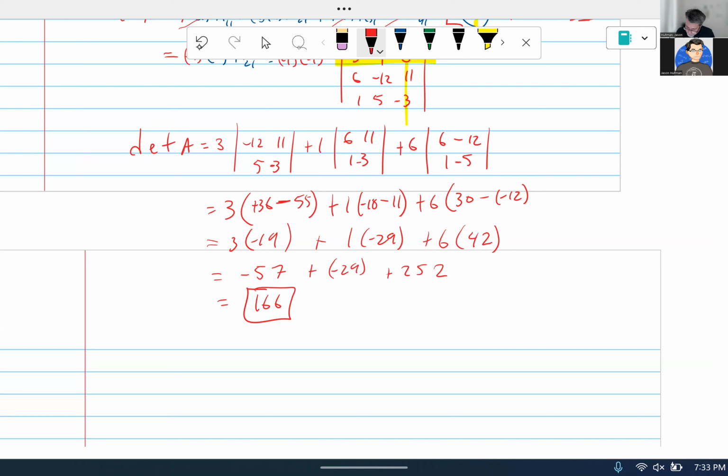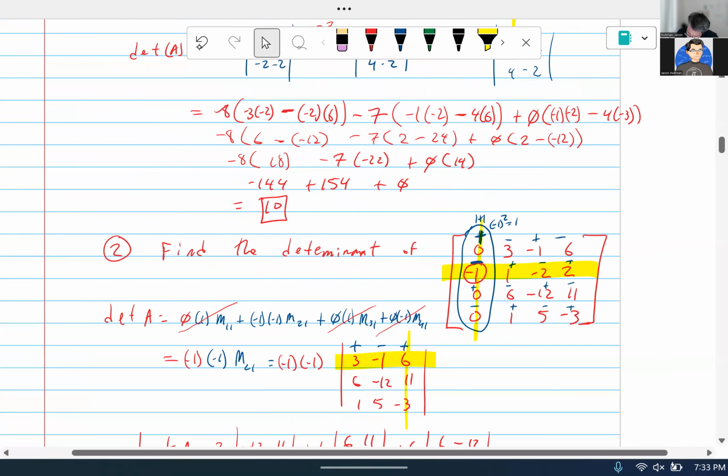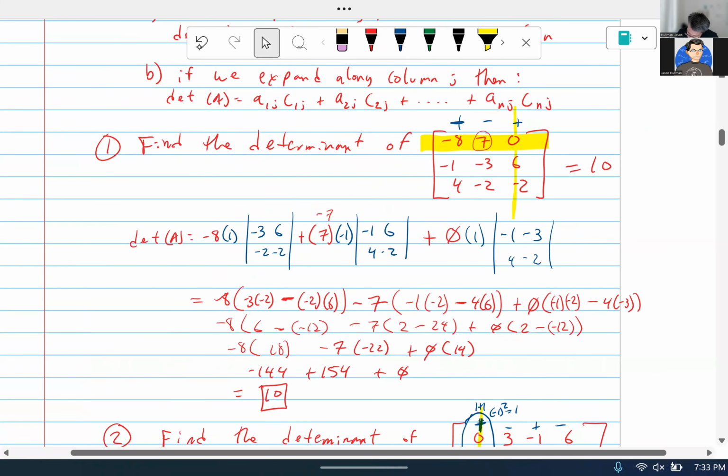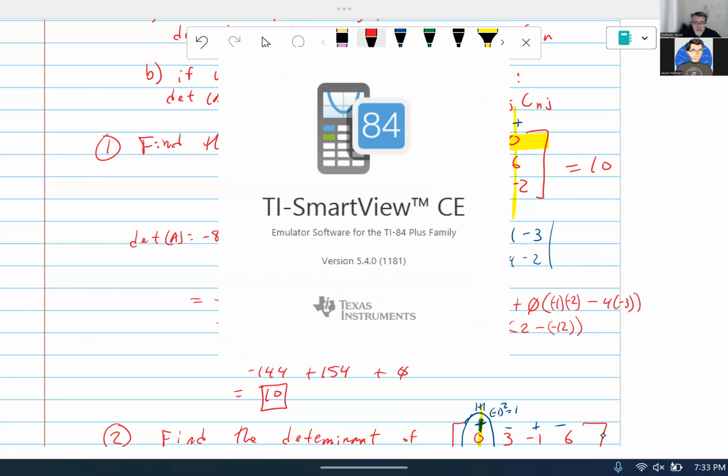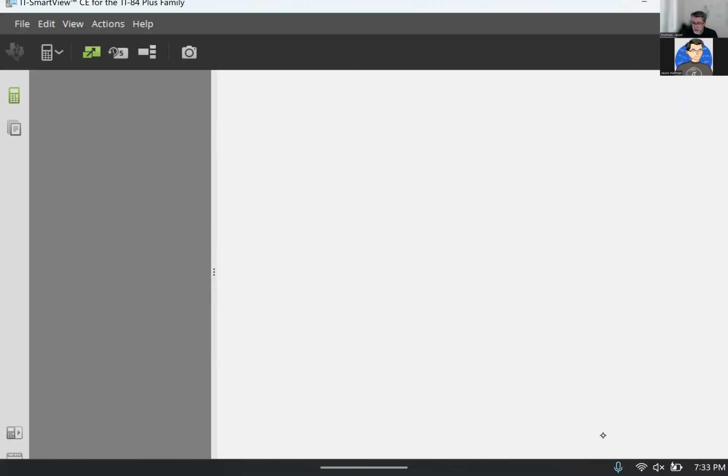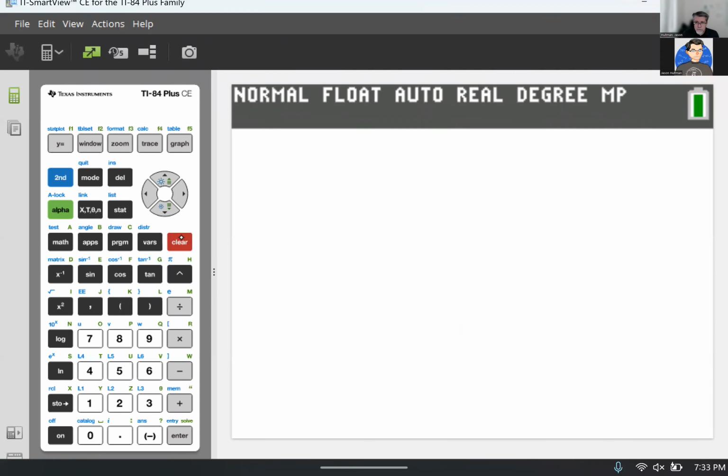Okay, let me show you how you would do a determinant on the calculator. Let's go back to number 1 and verify that the determinant is 10. Different calculators have different notation and different functions, and how you set up a matrix may be different. I'm going to use the TI-84 since it's the most common in education.